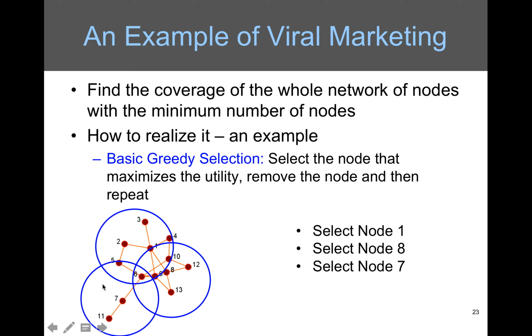But it's a very simple example of how you do this type of viral marketing. So, find a person who has some very high position in a smaller network, and then keep doing this iteratively.